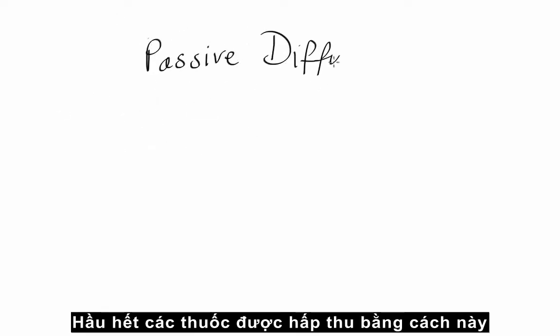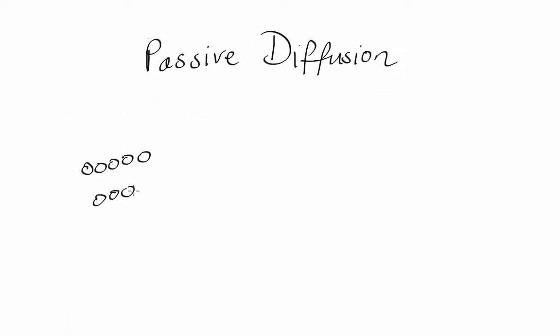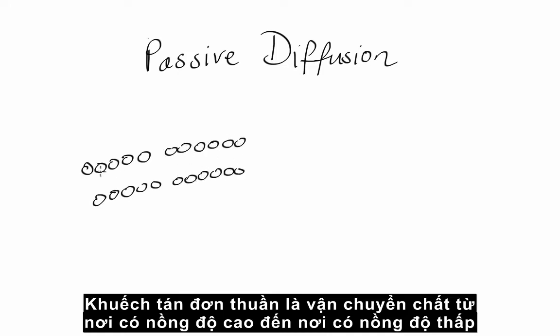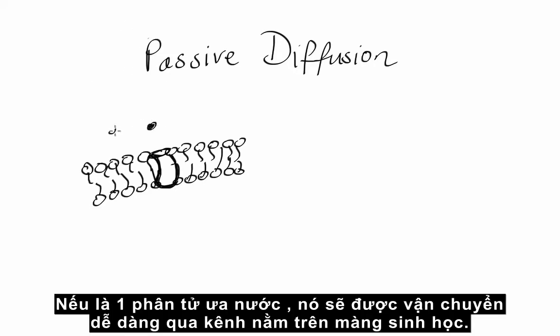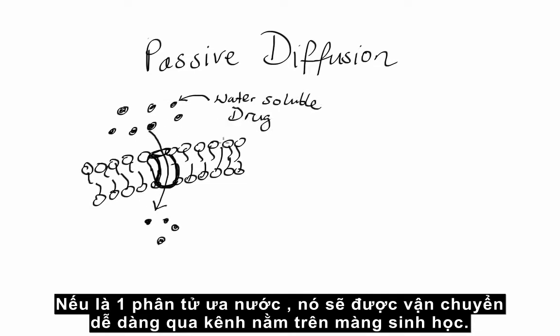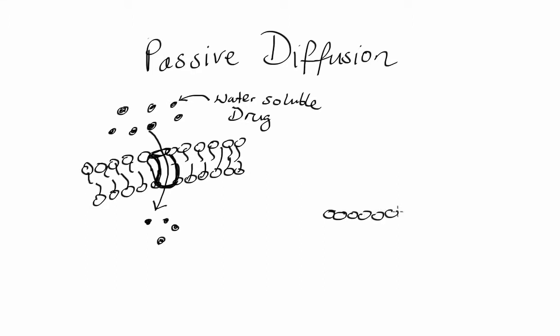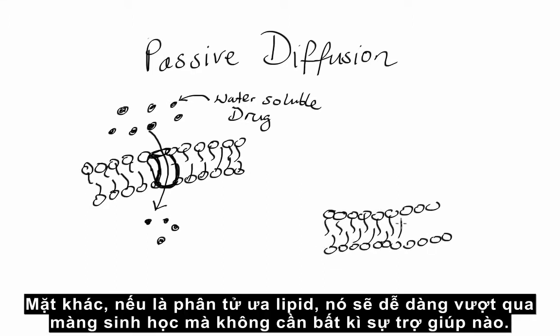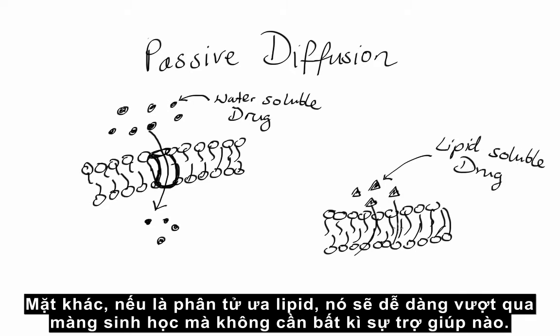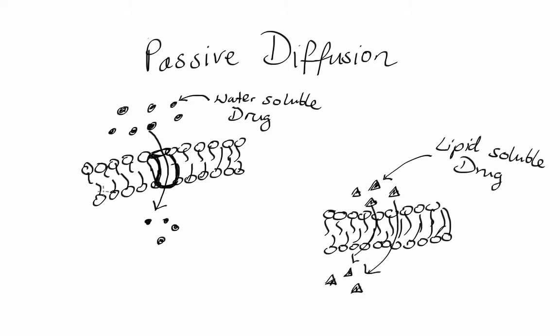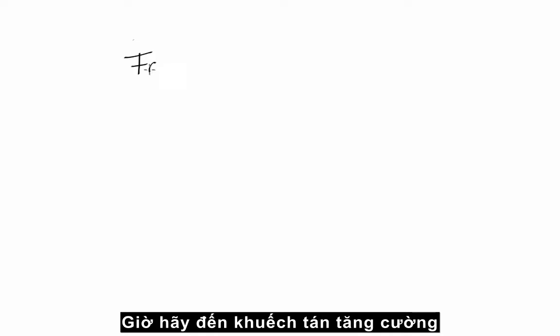Most drugs are absorbed by passive diffusion. In passive diffusion, drugs simply move from an area of high concentration to an area of lower concentration. So if it's a water-soluble molecule, it will easily move through a channel or a pore in the membrane. Now on the other hand, if it's lipid-soluble, it will easily pass through a membrane without any help whatsoever. So now let's move on to facilitated diffusion.